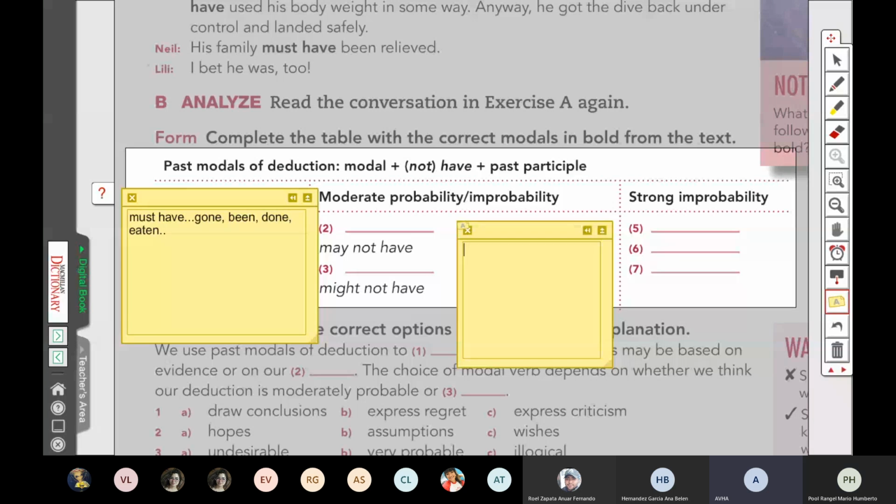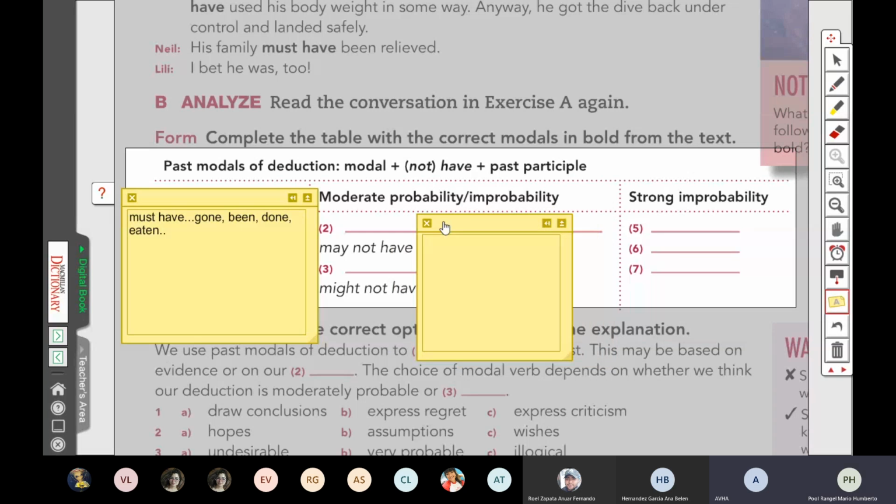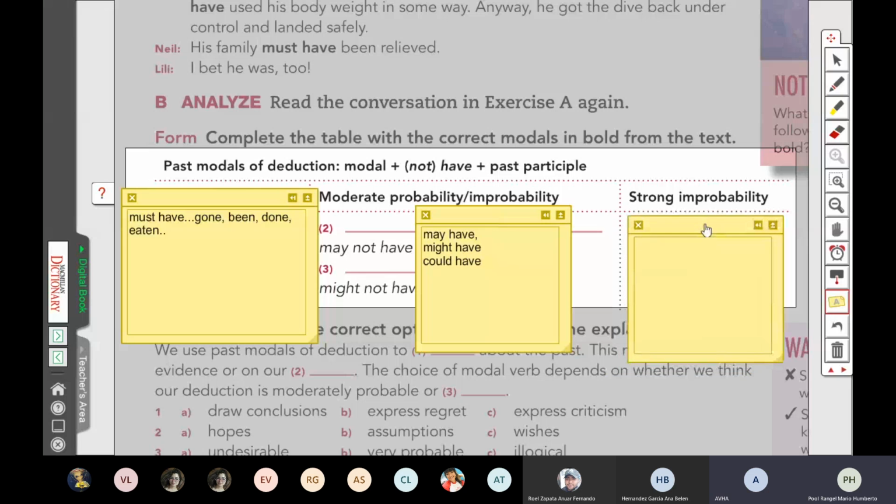Luego acá teníamos así como que moderate probability, aunque pues chance sí, chance no. May, might. Ok, eso teníamos. May have. Ok, may have porque ya está en pasado. Ok, may have, might have. And could have. Could have. Exactly. Ahí está. And this one was a strong improbability. So we are very, very sure that it didn't happen.